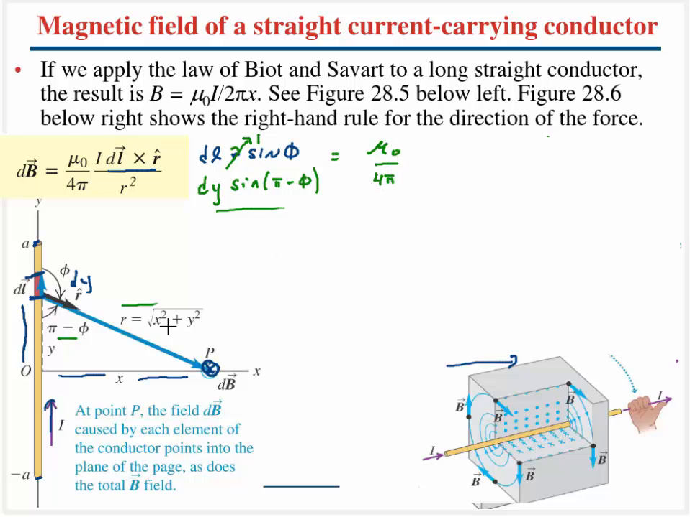Now let's take a look at the radius. That's just x squared plus y squared, or the square root of x squared plus y squared. And we take the square of a square root, and we're just left with x squared plus y squared. So mu naught dy, can't forget my current. And then I have my sine of 90 minus phi.